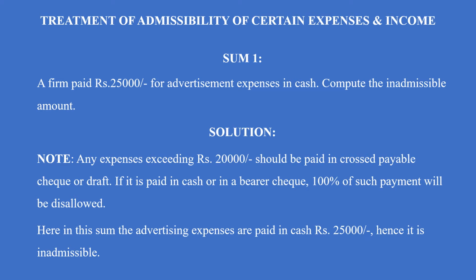So if you're going to pay it on a cash basis, or if you're going to pay it in a check where it is not crossed, it's a bearer check, then in that case it's just like cash that you're paying. So 100% of such amount will be disallowed or it will become inadmissible. So in this sum, the advertising expenses are paid in cash, rupees 25,000, which is more than 20,000. Hence the entire amount is going to be inadmissible.